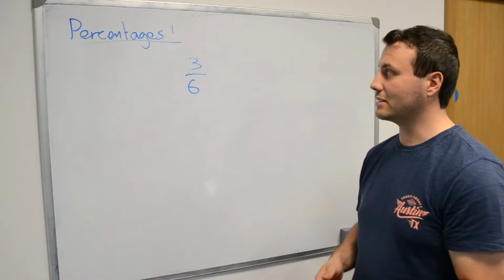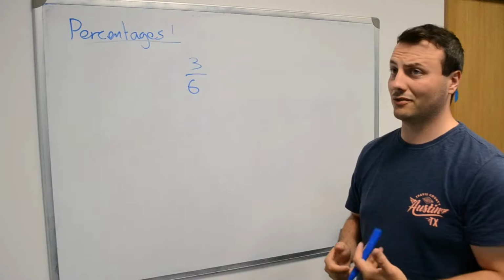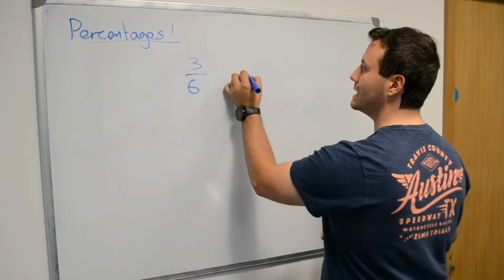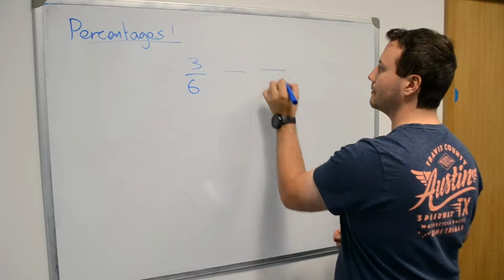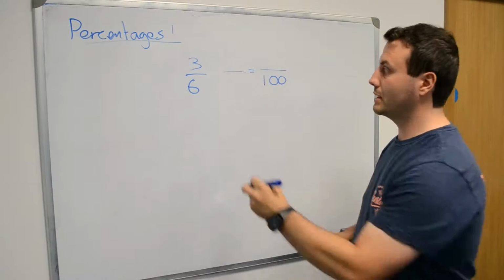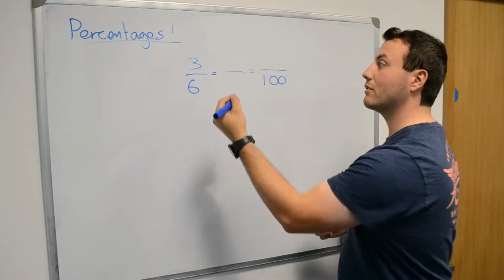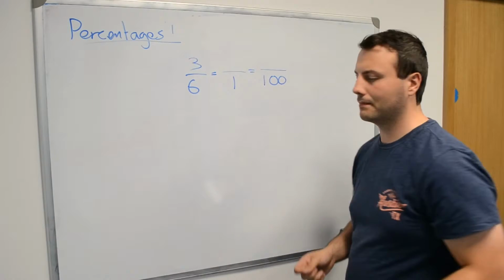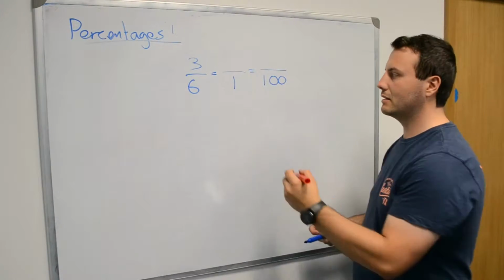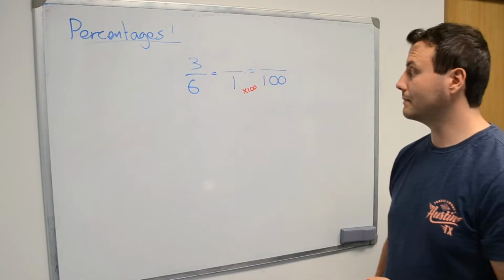So what happens in this case? 3/6. This is a little bit more awkward because 6 doesn't go into 100 very easily at all, not in one step at least. So what we're going to need is an intermediate step first, with some number in the middle, some middle fraction. What we're going to do, we're going to convert 3/6 into something over 1. Why is that? Well, once we're at the number 1, the step up to 100 is quite easy. You just times your answer by 100.